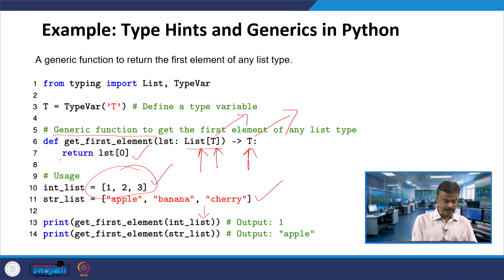And what are you returning? Return list[0], that means int_list at index 0. Index 0 is what? 1, correct. So, 1 will be the output. The first case I will write here.